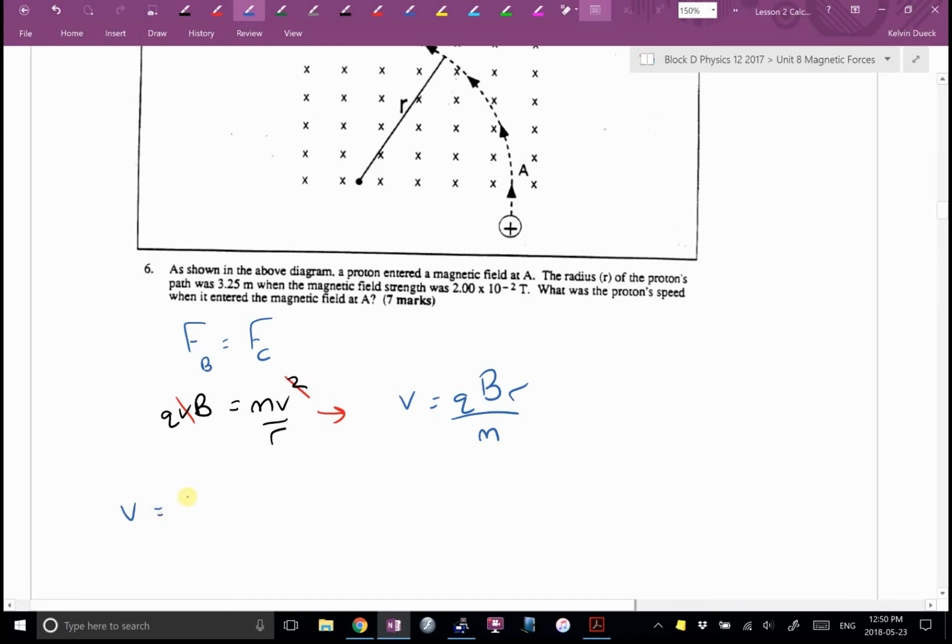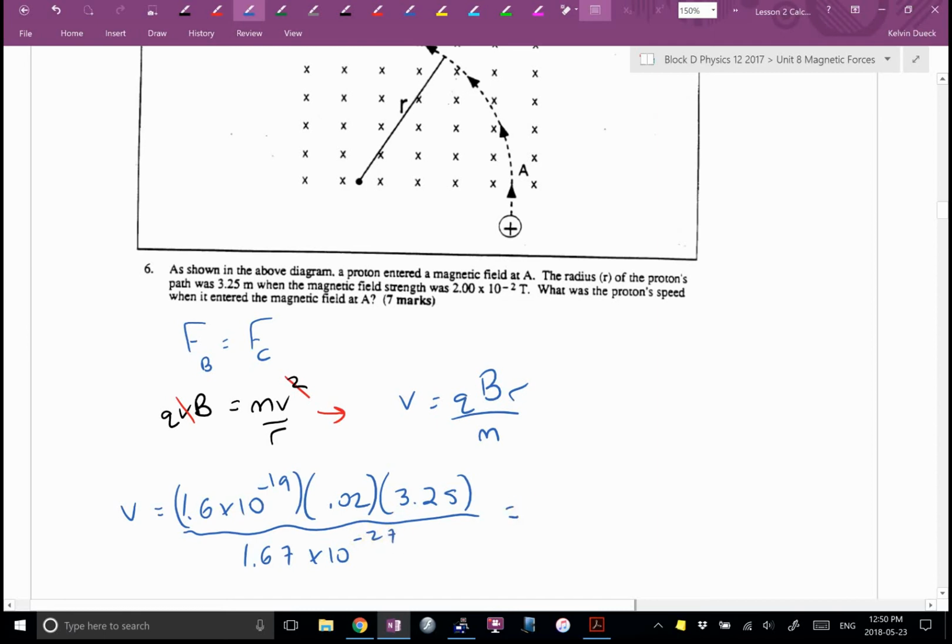So the speed is going to be, it's a proton, 1.6 times 10 to the negative 19. B, 0.02, it's 2 times 10 to the negative 2, but that's less typing. R, 3.25 meters. And the mass, Caleb, what was the mass of a proton? 1.67 times 10 to the negative 27. Which I'll have forgotten by September, but it usually sticks with me for the rest of the year once I do electrostatics.